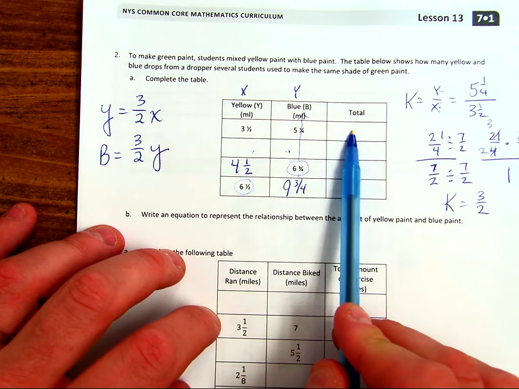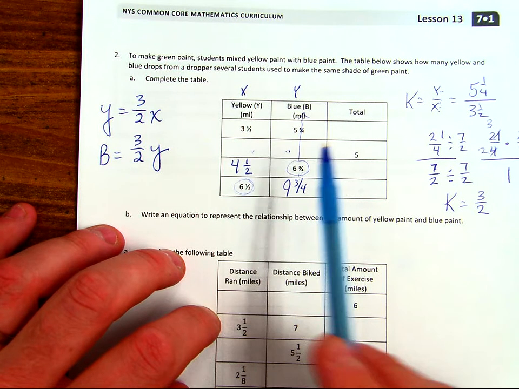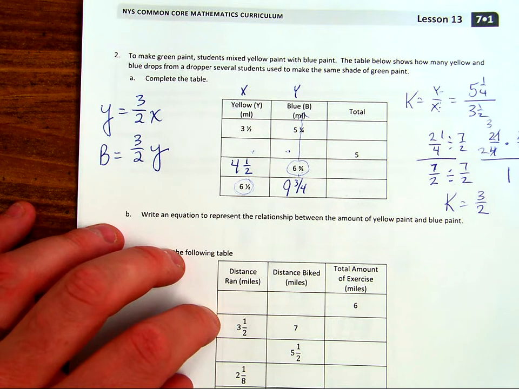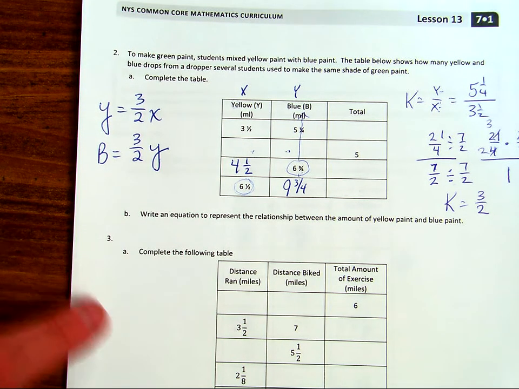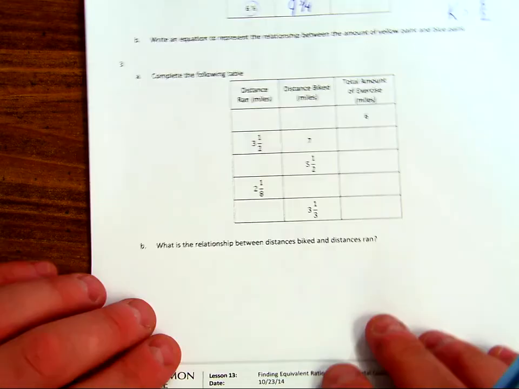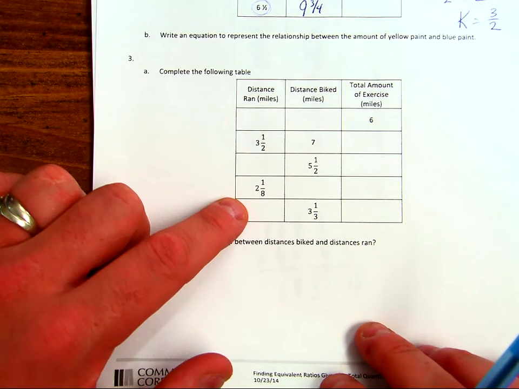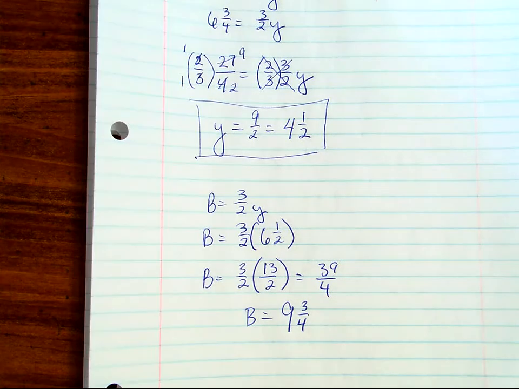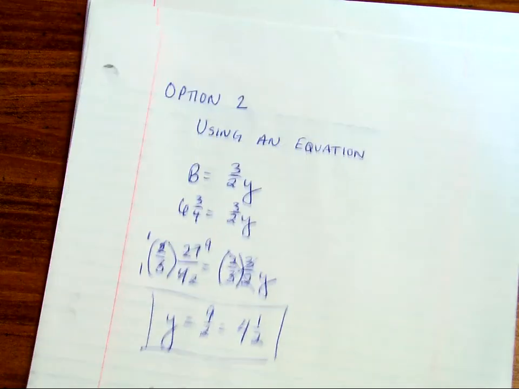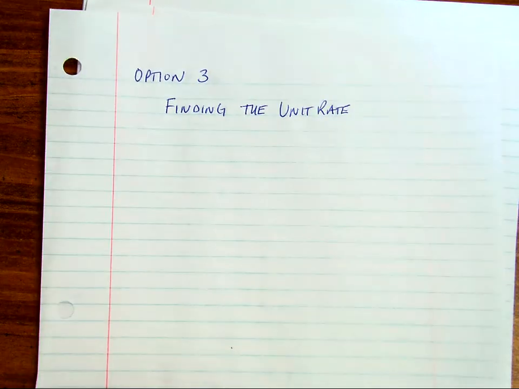Now to get these two, as of right now, I've only discussed option 1, so you could use the setting up a proportion method. For number 3, I am going to show you how to use finding the unit rate.